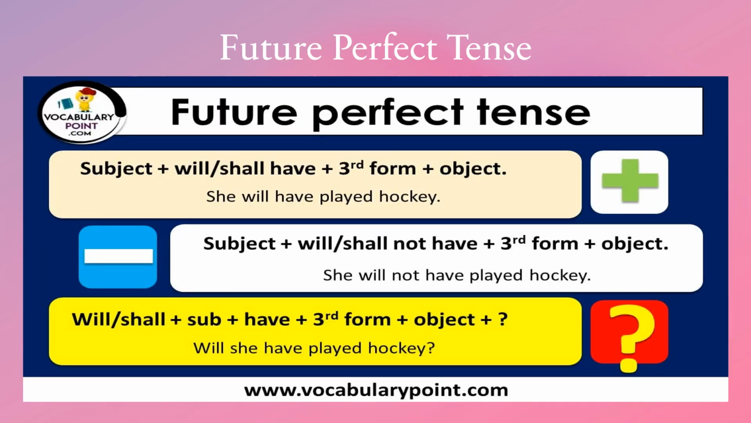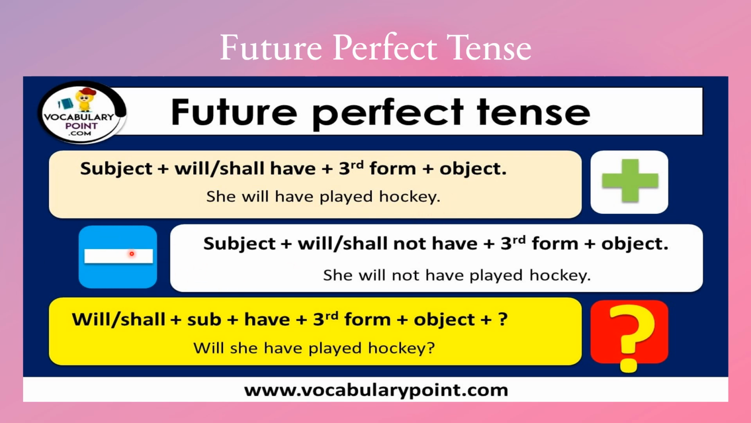Then lastly, for future perfect tense, right? For a positive sentence, it will be your subject plus will or shall have, and then your verb in third form, and then your object. An example they showed or shared is she, which is the subject, will have played, so it's your verb in third form, and then your object, which is hockey. She will have played hockey.